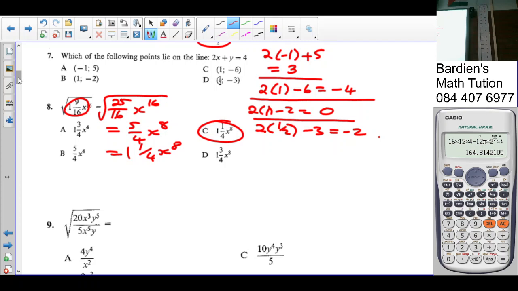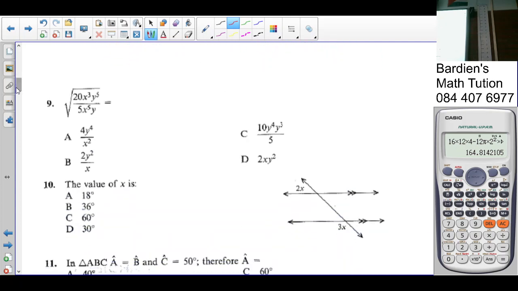Because 4 goes into 5 once and 1 over. What's the answer to number 7? Still. Right, let's look at number 9.